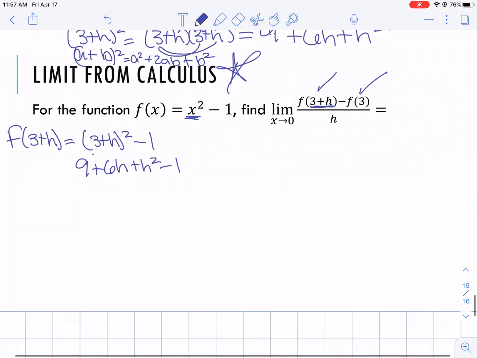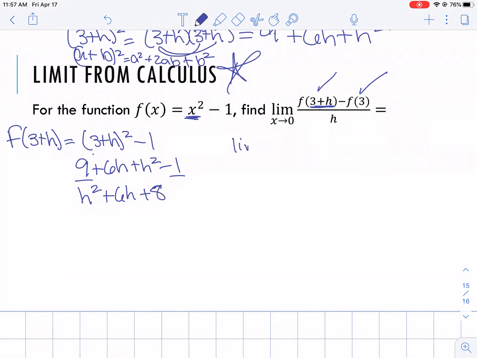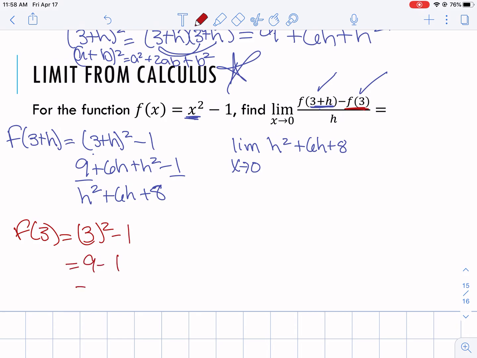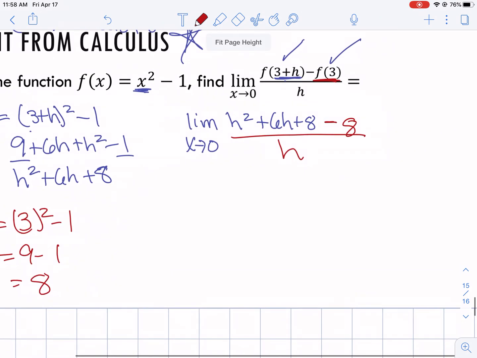Okay, anyway, then we combine these two. So now, I'm going to just rewrite it in standard form, h squared plus 6h plus 8. So that's this first part. So the limit as x approaches 0, we have h squared plus 6h plus 8. Then now we're going to do minus f of 3. So f of 3, we're going to do 3 squared minus 1. 9 minus 1 is 8. So minus 8, all over h. Okay? So if you notice here, these cancel out.